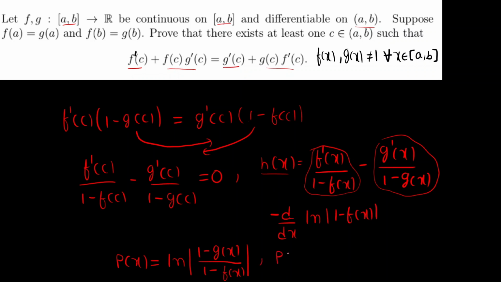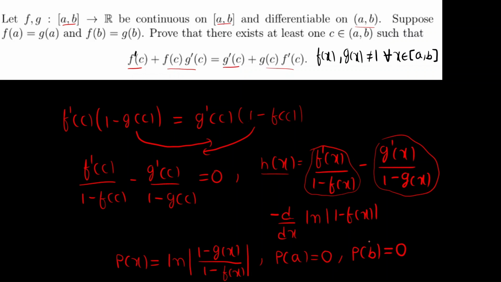Now what is p of a? P of a is nothing but ln of 1 minus g of a by 1 minus f of a. Numerator and denominator will be equal since f of a is equal to g of a. And I'll get ln of 1, which is 0. Similarly, when I substitute b, I'll get p of b also 0.